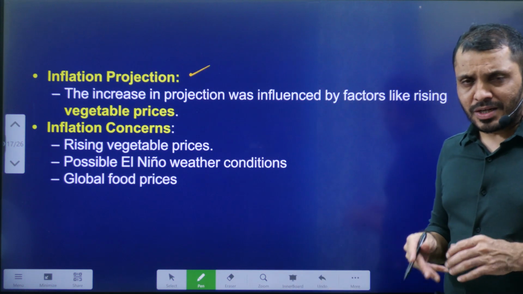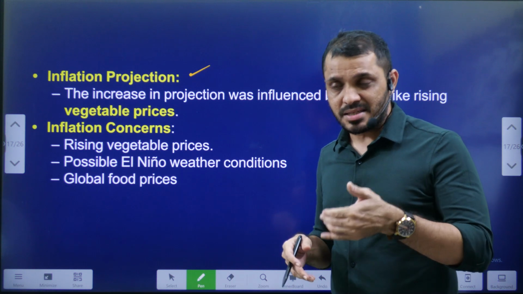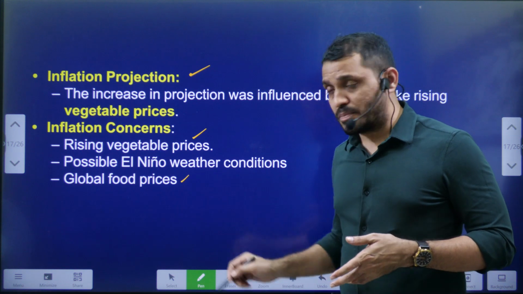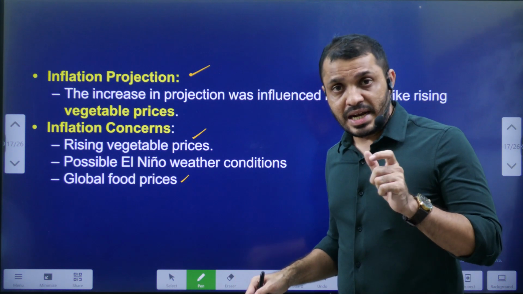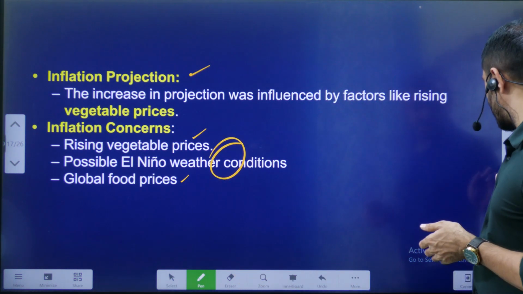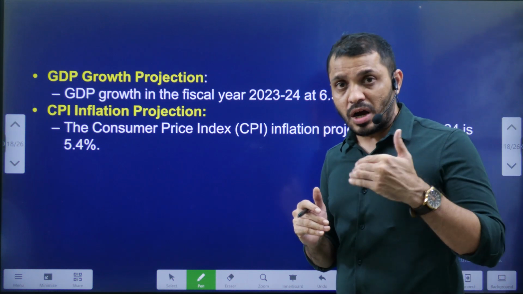Then inflation. RBI is thinking that inflation in future may increase because of rising vegetable prices, and international food prices are going up, as well as the projections of El Nino. Because of that, the rainfall is also going to be less. So because of these things, RBI is projecting that inflation may go up.